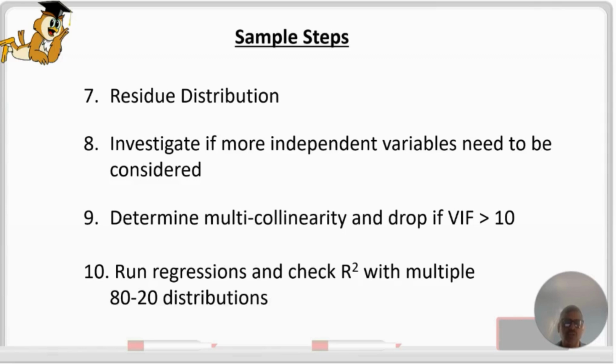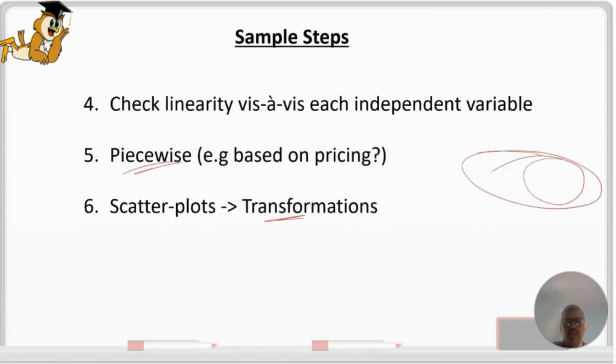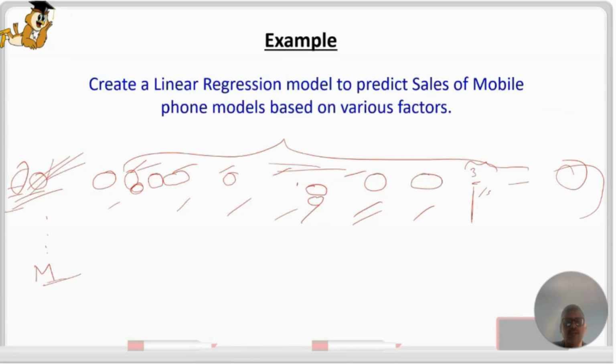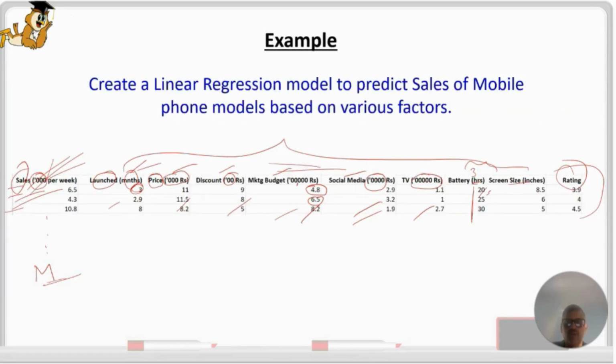So these are some of the sample steps I would go through if I were confronted with a problem like this one. If I were confronted with a problem of having to create a good linear regression model to predict the sales of mobile phone models, these are the steps I would follow.